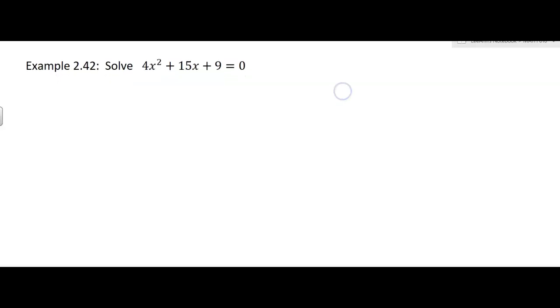Okay, now we have a trinomial, but it does not have a leading coefficient of 1. It is still set to 0, so that's nice. Okay, so 4 times 9 is 36. We need numbers that multiply to be 36 and add to be 15. We'll be using the grouping method of factoring.